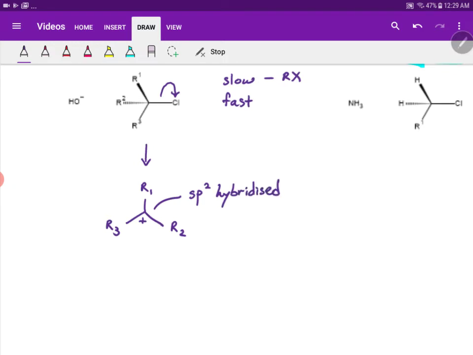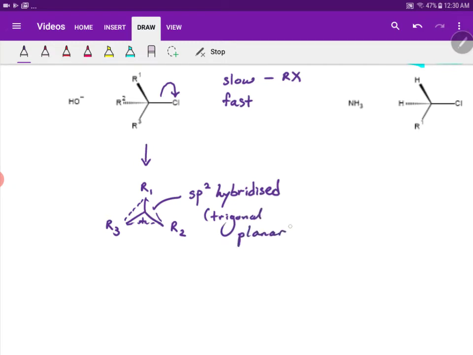Just imagine that it is flat on a piece of paper. So you can either approach it from outside the plane, or approach it from the back of the plane. Imagine you put this on a table. It can either come from the top of the table or from the bottom of the table. So we know that this is actually flat. Since it's sp2, it is trigonal planar.